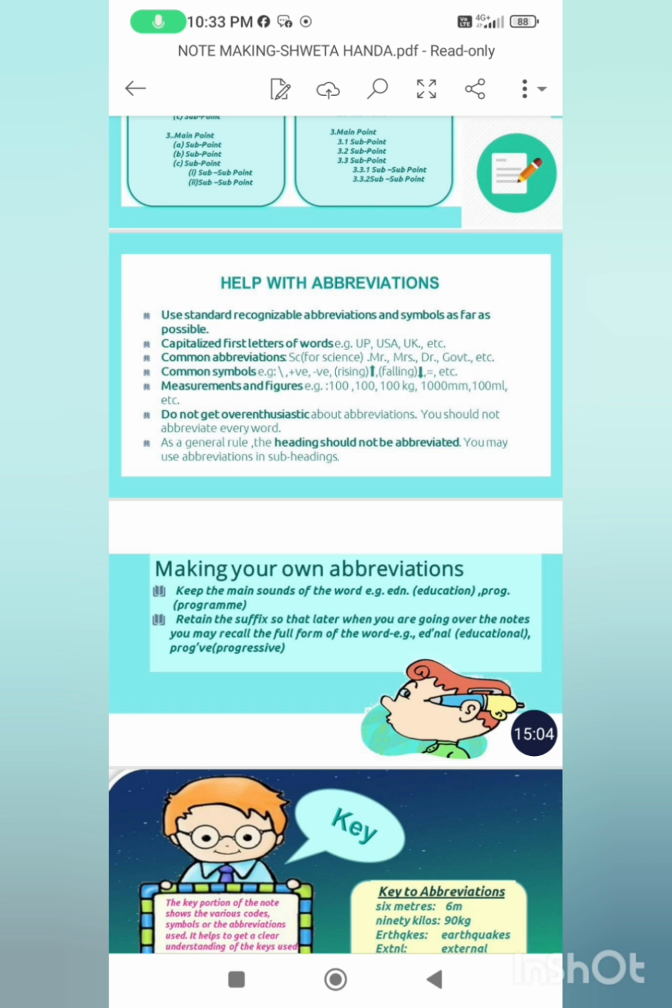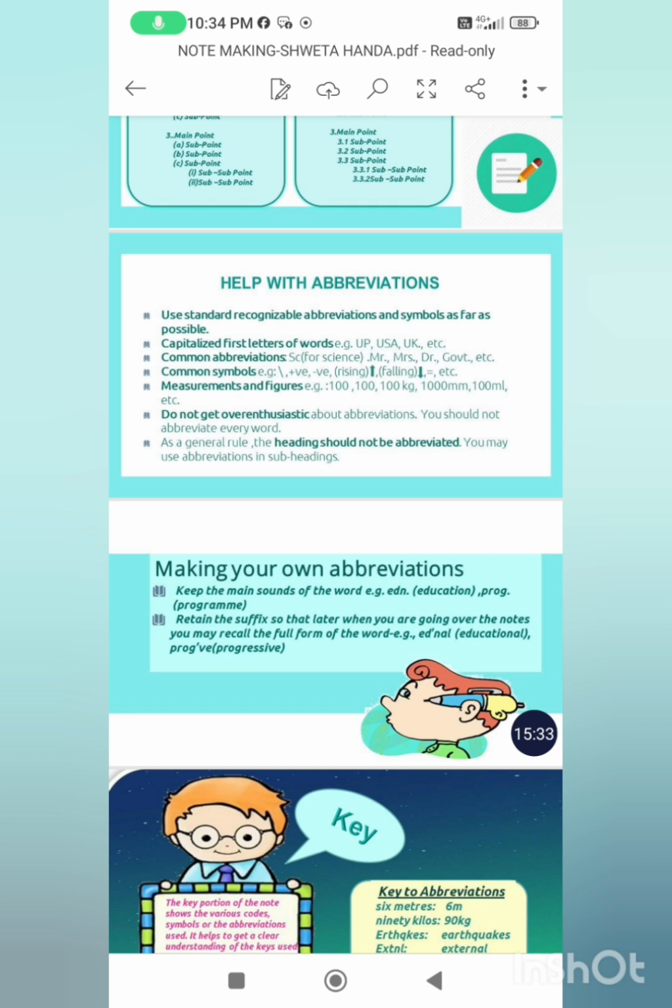So on and so forth, which we have discussed in the class. Now measurements and figures. For example, you have 100 kg, you have 1000 millimeter, you have 100 ml, etc. So again, these would come under abbreviations. These are the recognized abbreviations. Do not get over enthusiastic about abbreviations. It's not about getting so enthusiastic that you start making your own abbreviations.